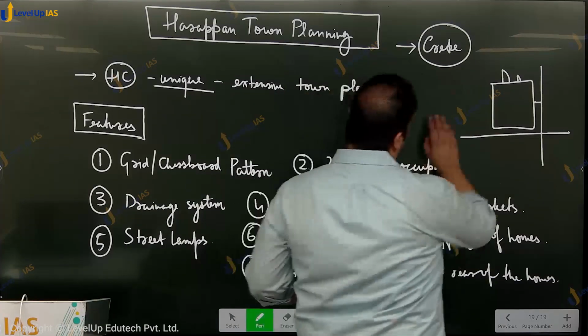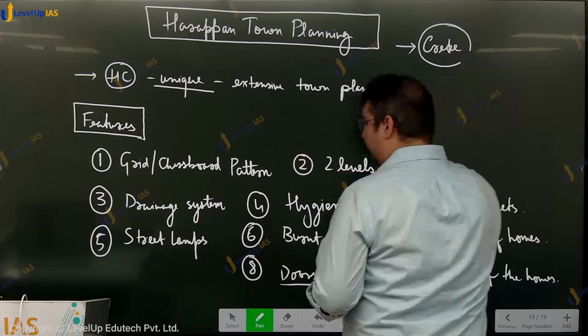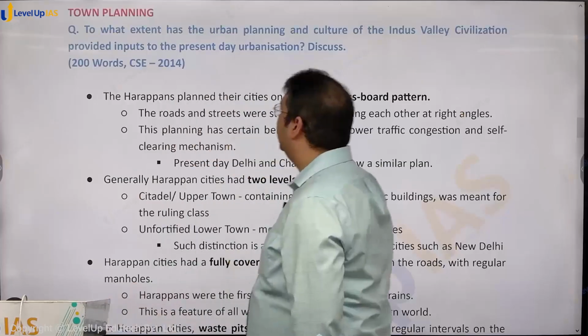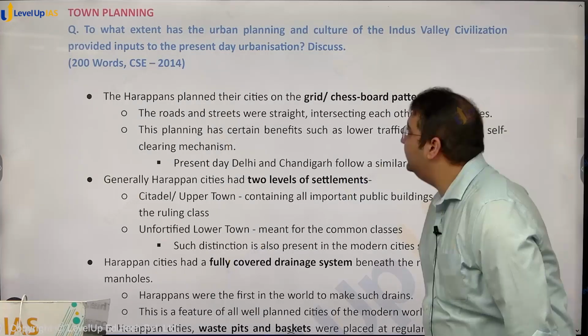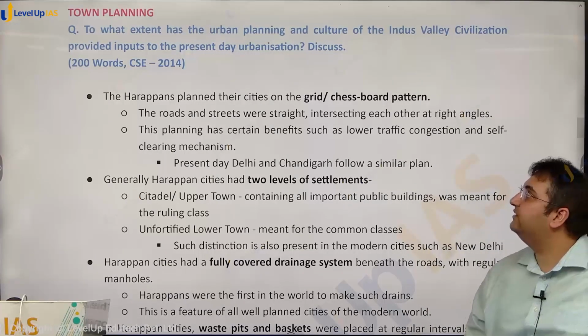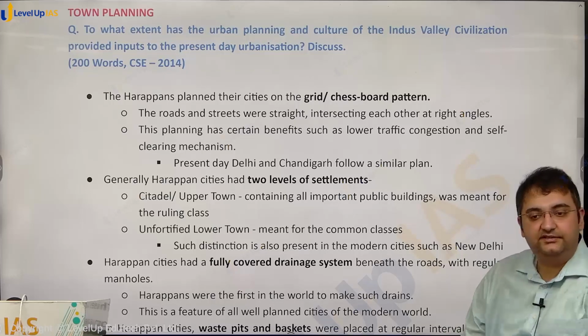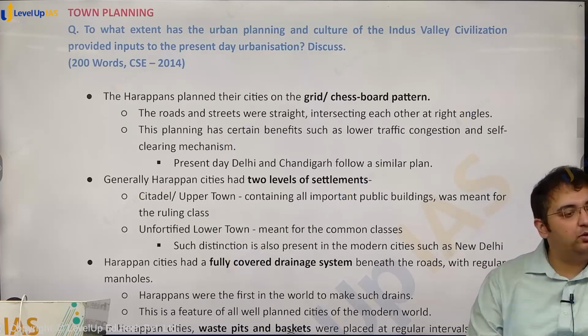यूपीएससी ने इसी के ऊपर एक क्वेश्चन पूछा, क्या? To what extent has the urban planning and culture of the Indus Valley civilization provided inputs to present day urbanization? Discuss. So how should you approach this question?